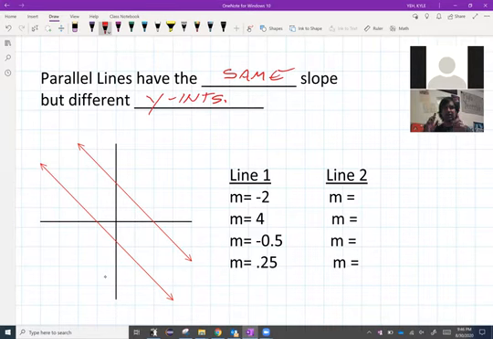And that means that if I have two lines like this, they both go up and over the same amount so that they stay constantly that same distance apart and never meet. So parallel lines have the same slope.